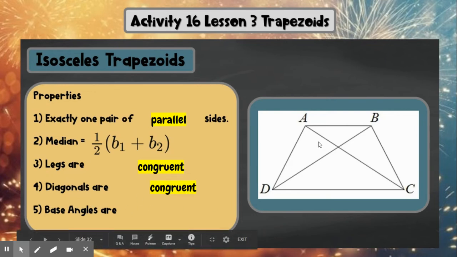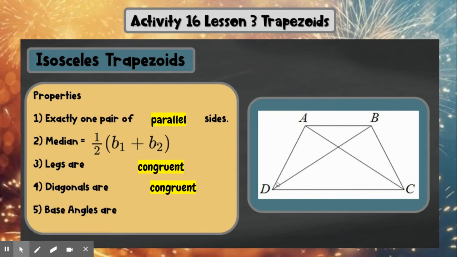And then the base angles. So what that means is this is a base, DC. So angle D and angle C, those 2 angles are congruent. And the same thing up here, angle A and angle B, those are congruent also.